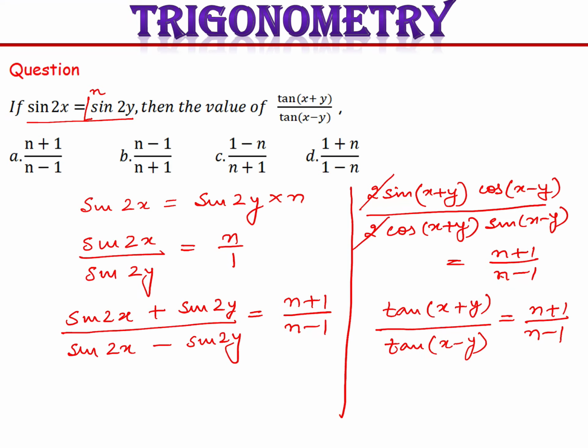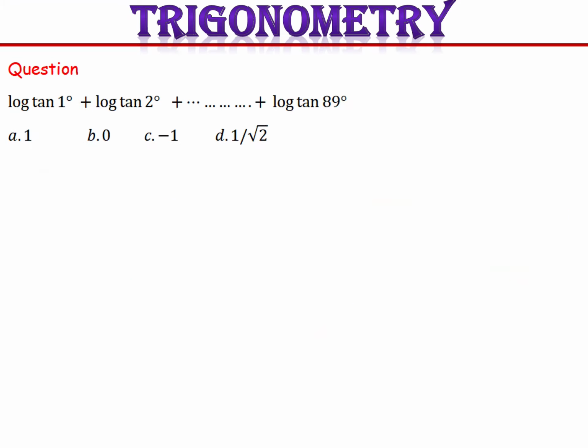So my answer is option A here. I hope it's clear to all. There was just a typing error: sin 2x is equal to n into sin 2y. Okay, we move to the next question now.